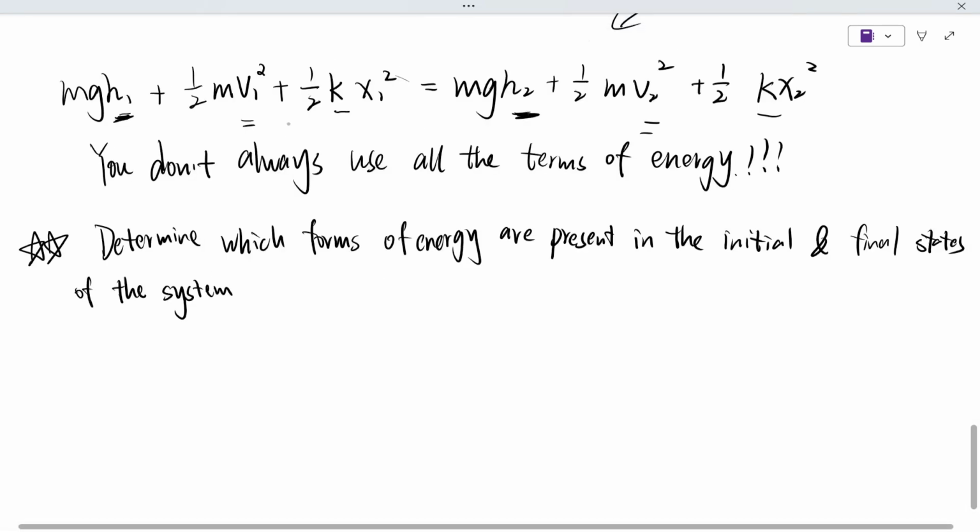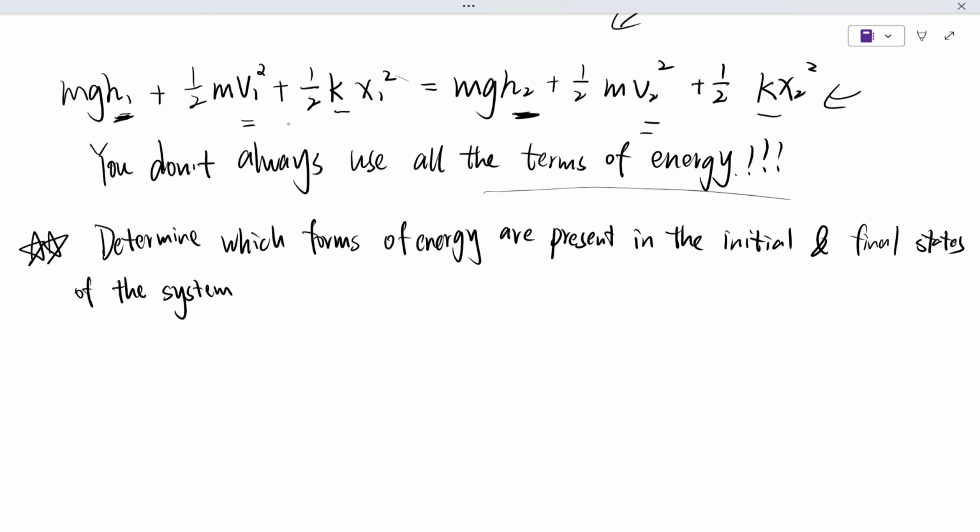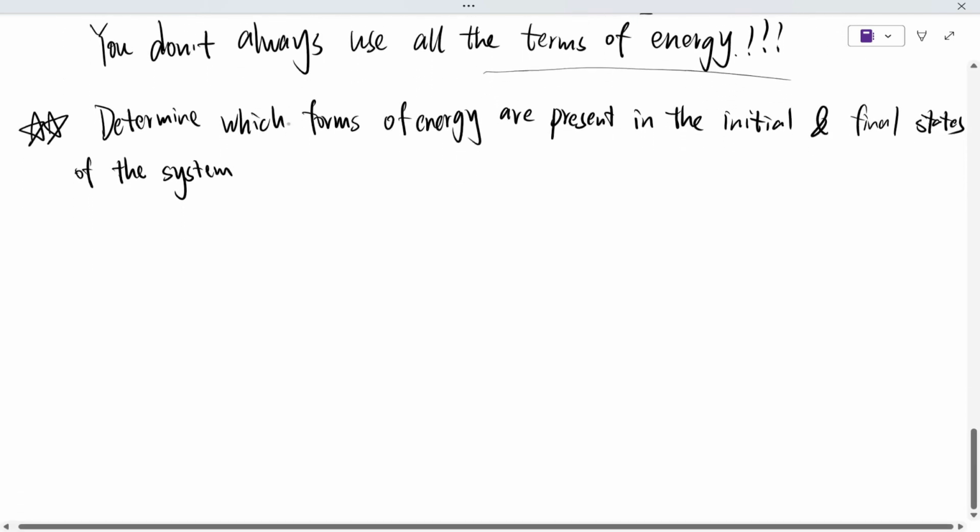You might look at this equation and be afraid. What? Will I use all these terms of energy in every single problem? No, you don't always use all the terms of energy. So the very important thing for you to do is determine which forms of energy are present in the initial and final states of the system. And the equation will change depending on what kinds of energy are actually in a problem. Let me give you some scenarios.